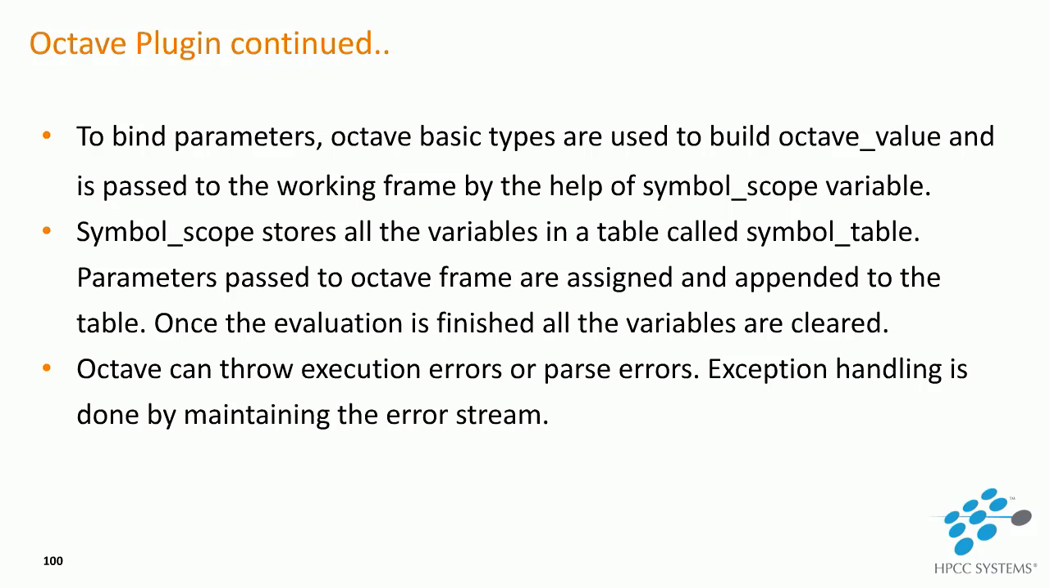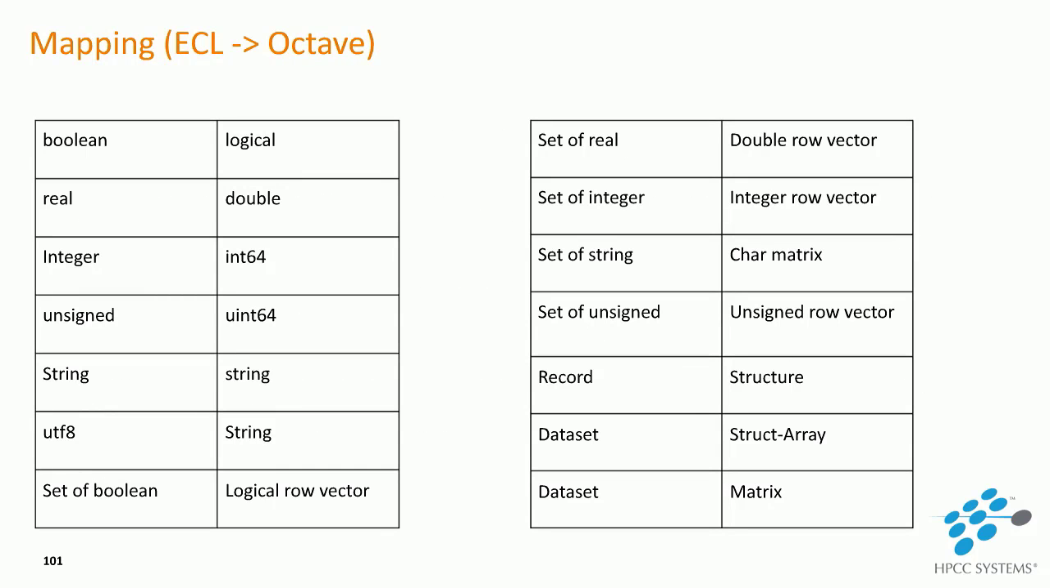And moving on, the last point to add: exception handling is done by maintaining the error stream. This is because the Octave environment directly writes the error to the error stream, so we have to maintain the error stream and then handle the exceptions.